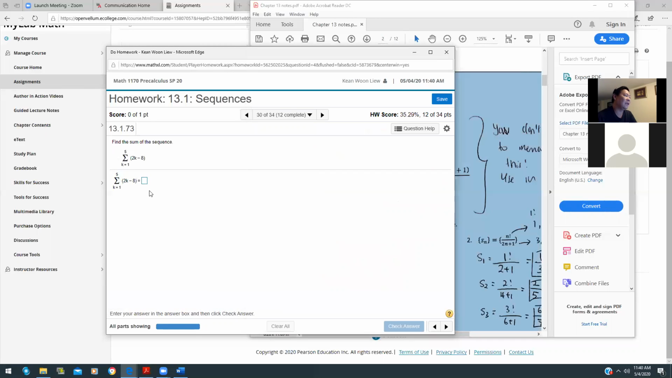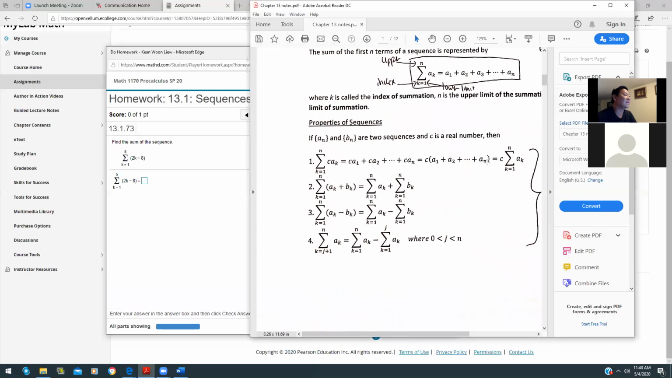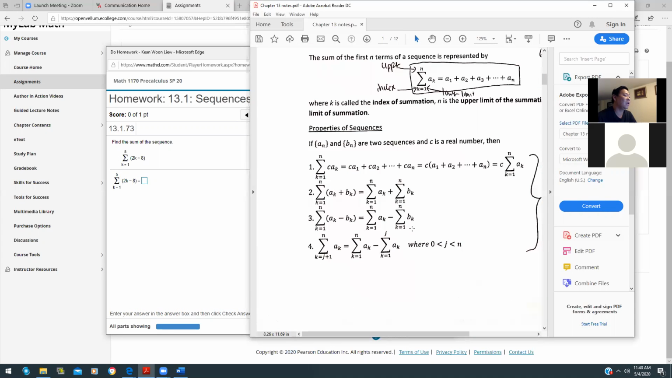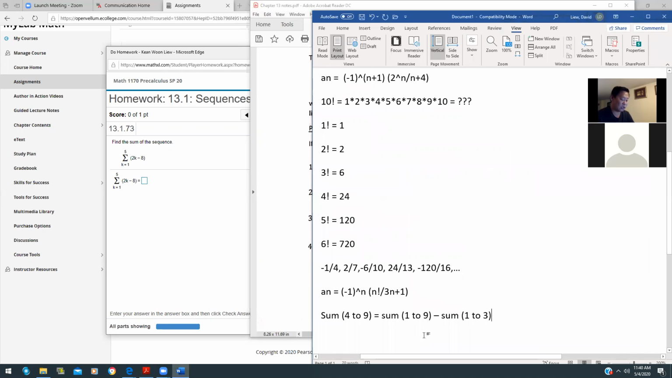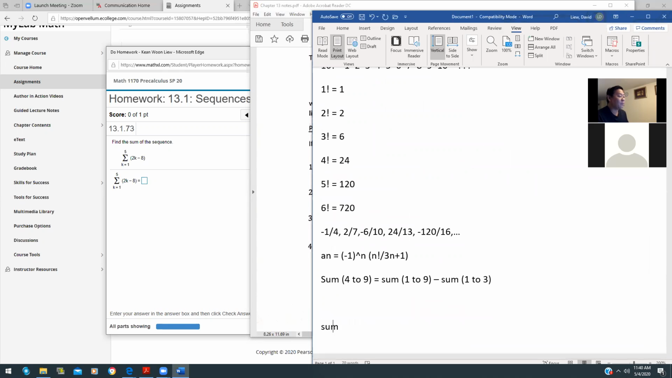Now this one is a little bit tricky. What you need to do is separate. If you have 2 terms, or 3 terms, you can separate them, like number 3. So this is actually the sum from 1 to 5 of 2k, minus the sum from 1 to 5 of 8.